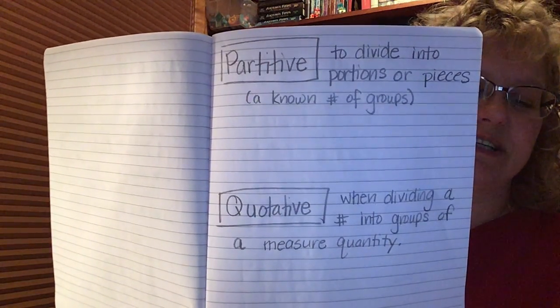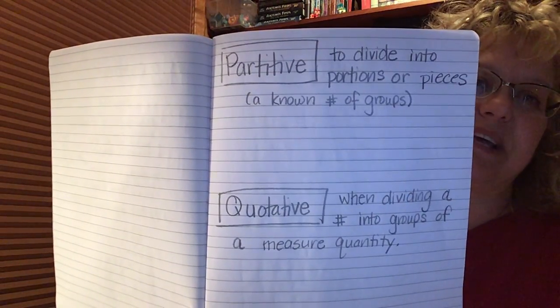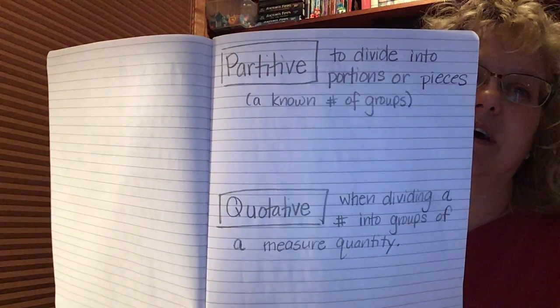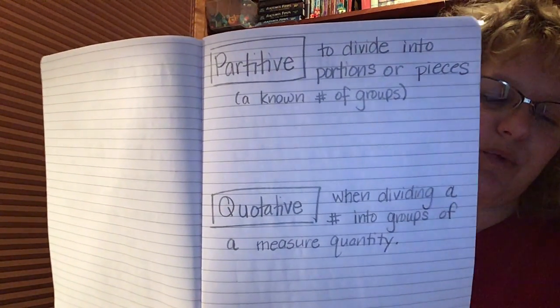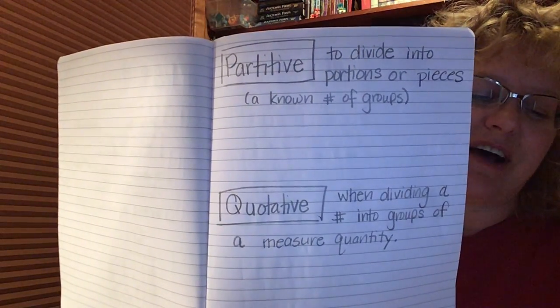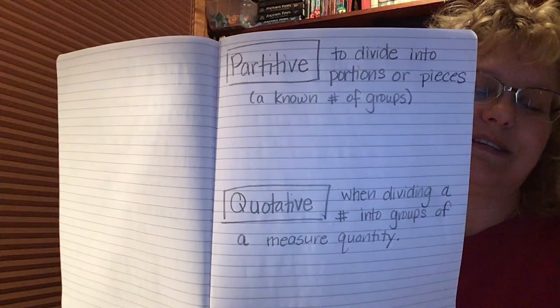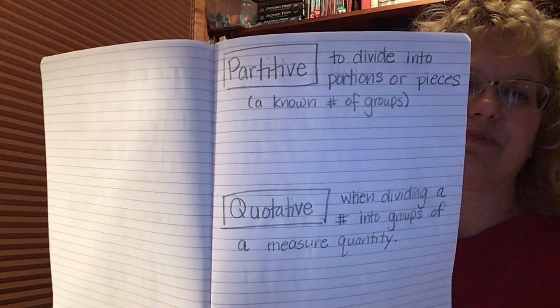Our first word, partitive, is when we're dividing something into portions or pieces. It is where we have a known group or a known number of groups. Quotative is when we divide a number into groups of a measured quantity. So we're going to work on these two things for math today.